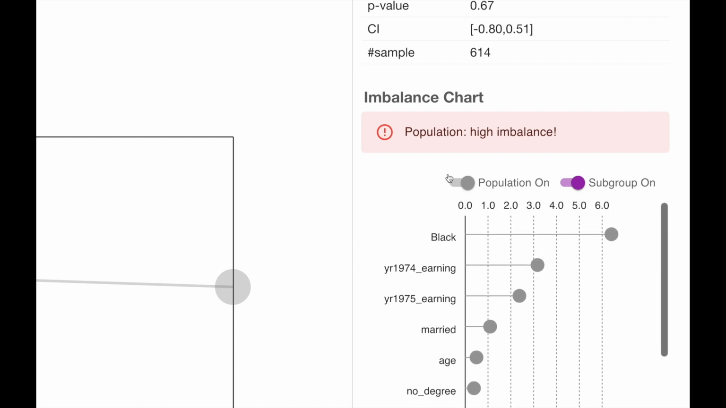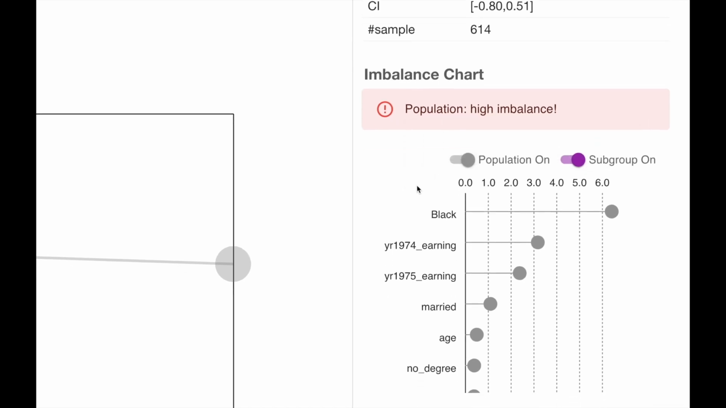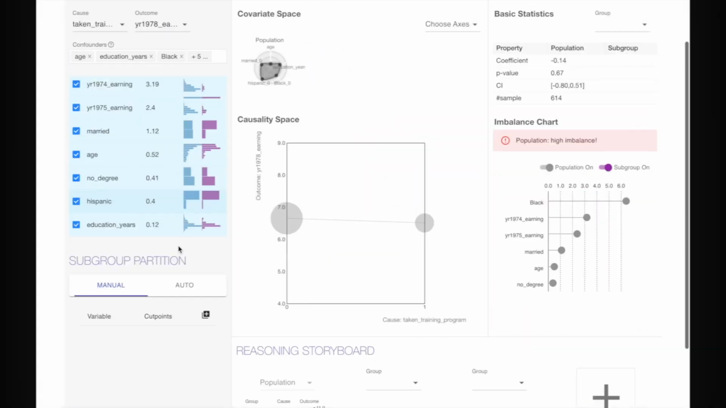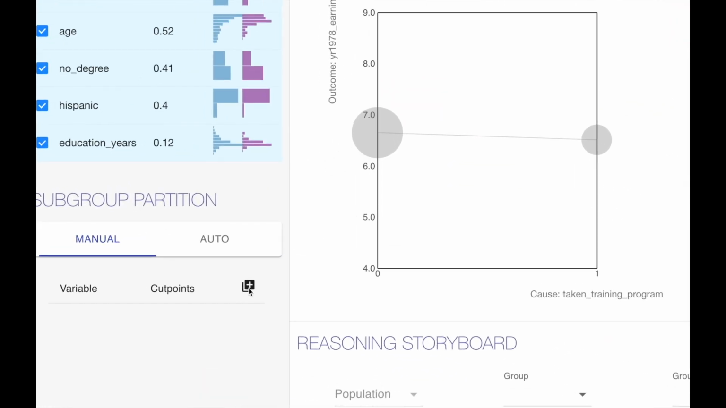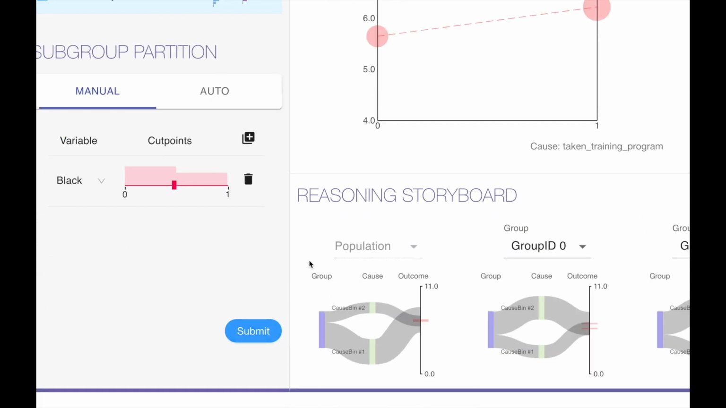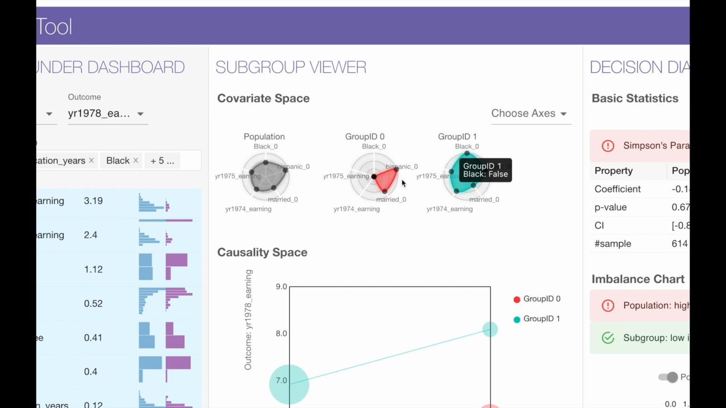The high imbalance scores also trigger the warning message, high imbalance. Until now, we are pretty sure the overall negative association is spurious. We move to subgroup partition and manually select black as our binary splitter and click submit. We can also compare these two subgroups through other features in covariance space.